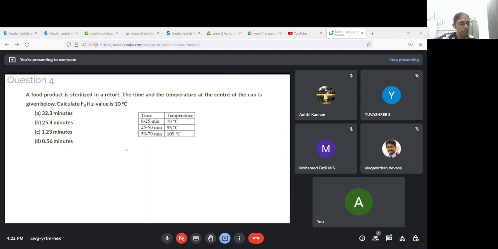So we know what F is. F is the processing time. What is F0 here? Any idea on what F0 is?